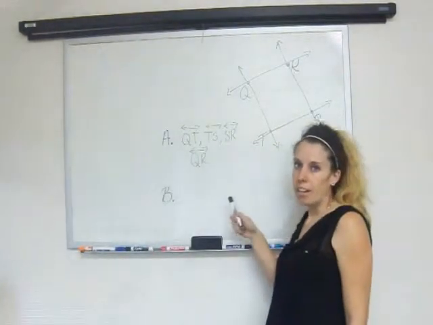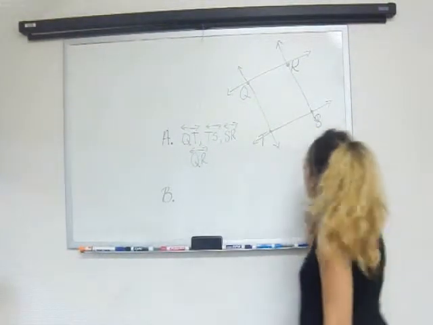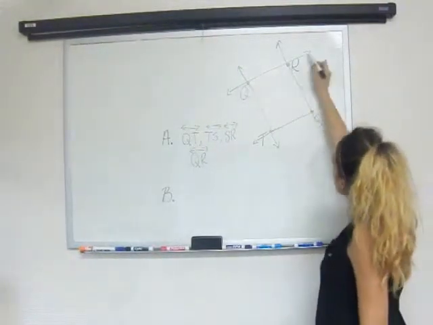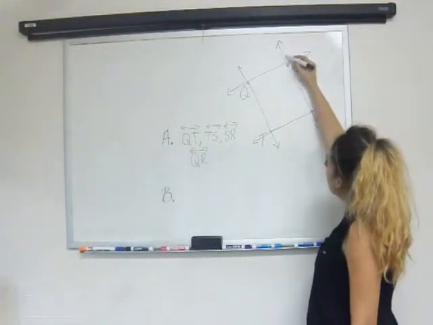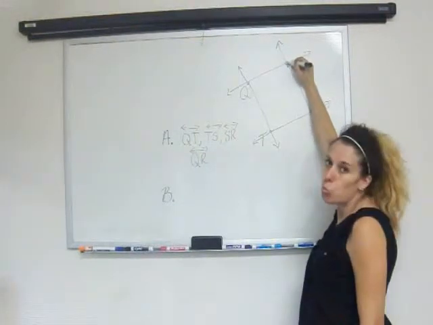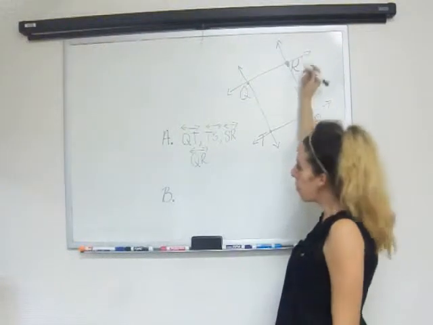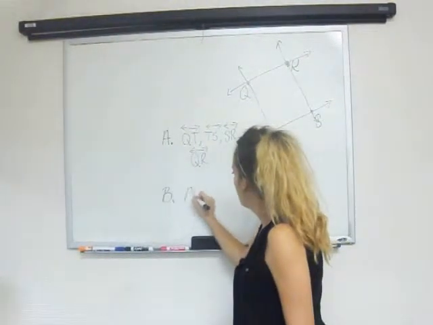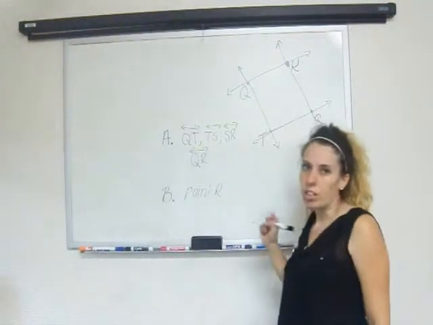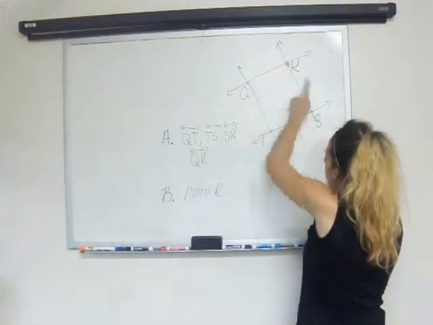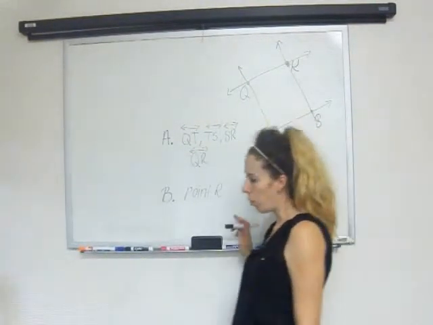Okay, B says, name the intersection of QR and RS. So if we look at QR, it goes here, and if we look at RS, it goes here. And so their intersection is right here at point R. So our answer for B is simply point R. The lines QR and SR go exactly through that one point.